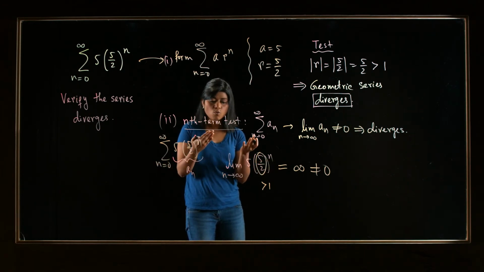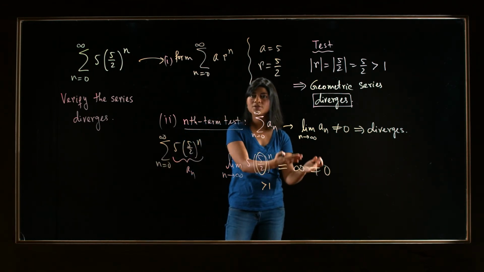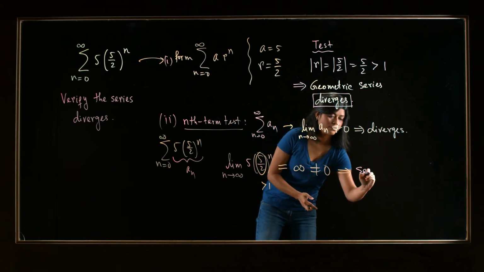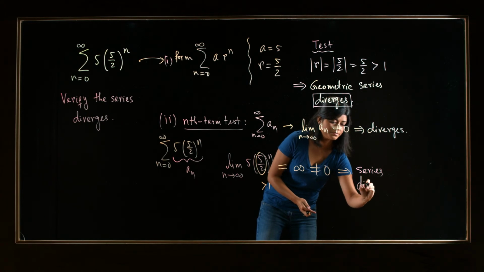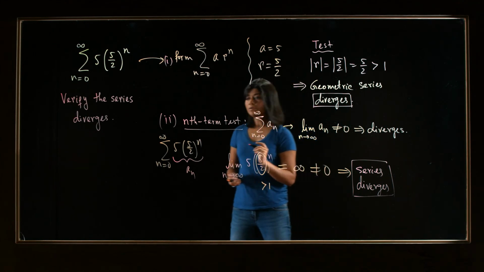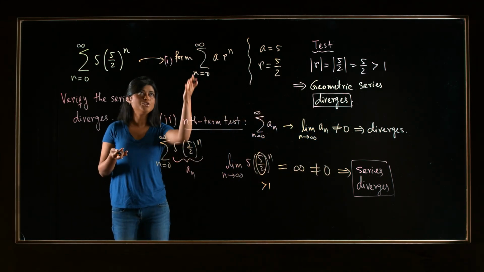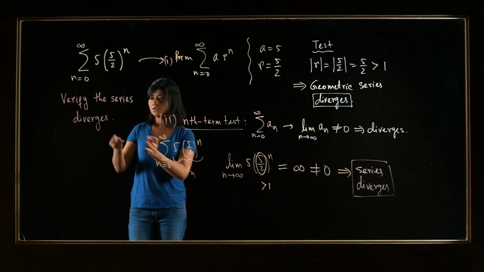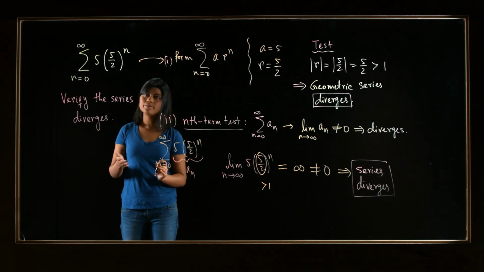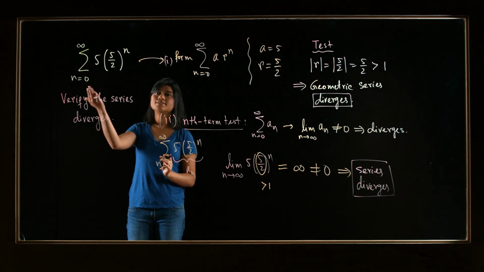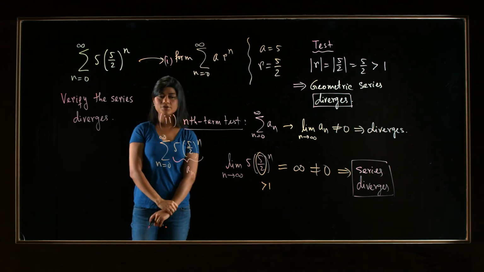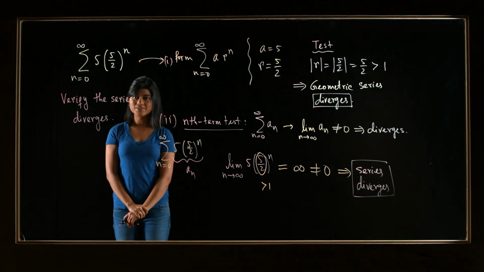The nth term test says whenever your limit is not zero, that implies the series diverges. So, as you see in this particular example, we could have used either of these two tests to verify that the series diverges. And that happens most of the time, but there are other series where this doesn't happen. You have to recognize first what type of series it is and apply that particular test. Okay, so that completes this problem. Thank you.